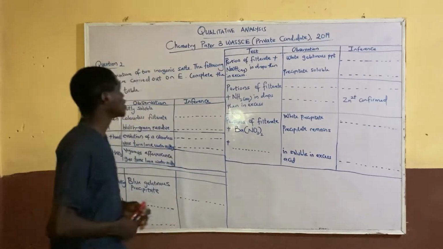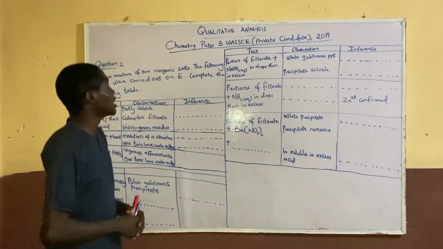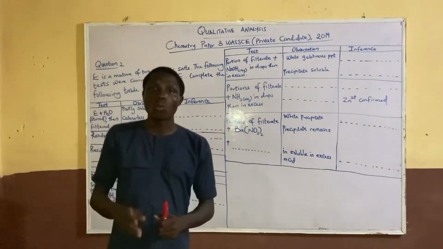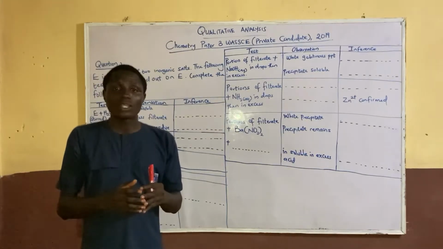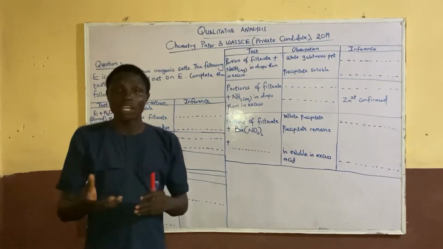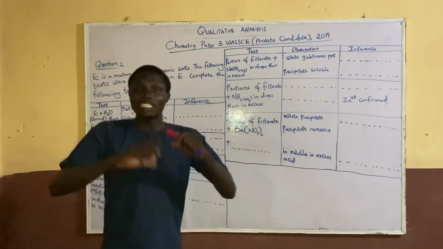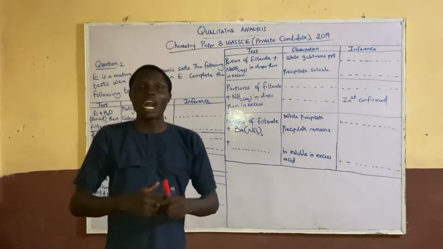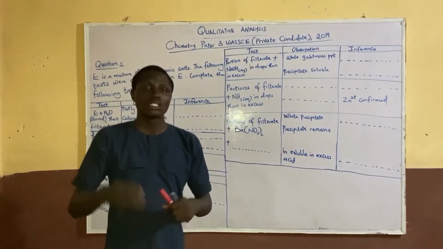Now today we are considering what? Qualitative analysis. We are talking about qualitative analysis, the test for cations and anions. Qualitative analysis is all about the test for cations, anions, and the gas present in a particular sample.